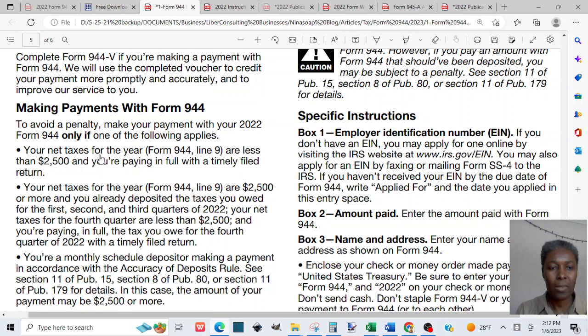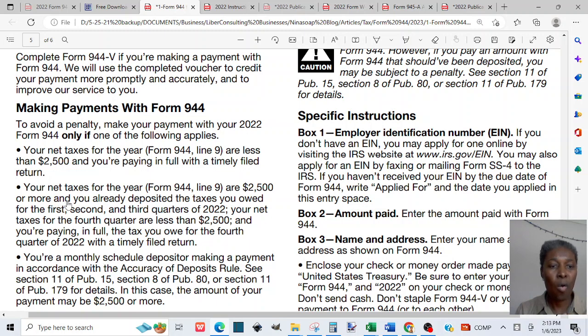If your net tax for the year, line 9, is less than $2,500 and you are paying in full with a timely filed return, yeah, you can file your return with that, but I don't think it will be line 9. It will be line 11, the balance due. I would think so, but they are using line 9. I'm not sure why.